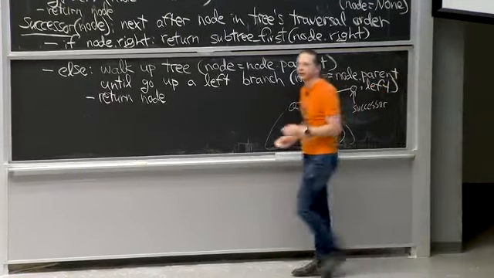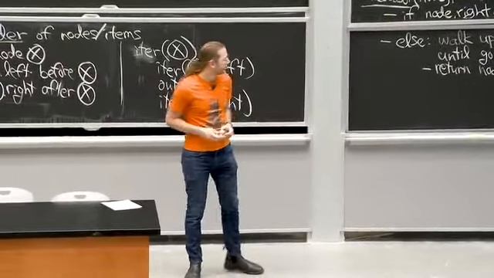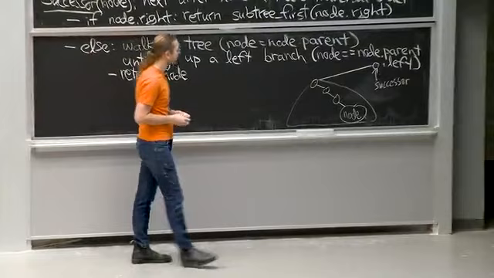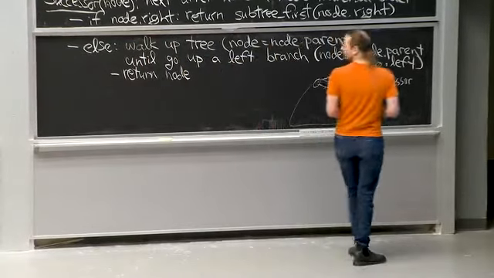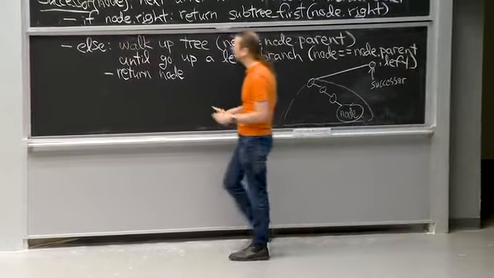I see a question. Yeah. So when you say go up a left branch, does that mean that you already placed the node of the subtree that is the left child into the traversal order somewhere? Placed into the traversal order.